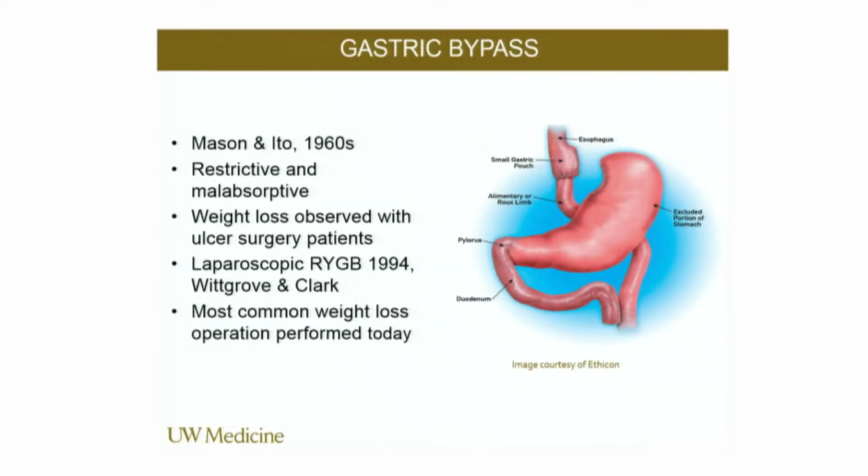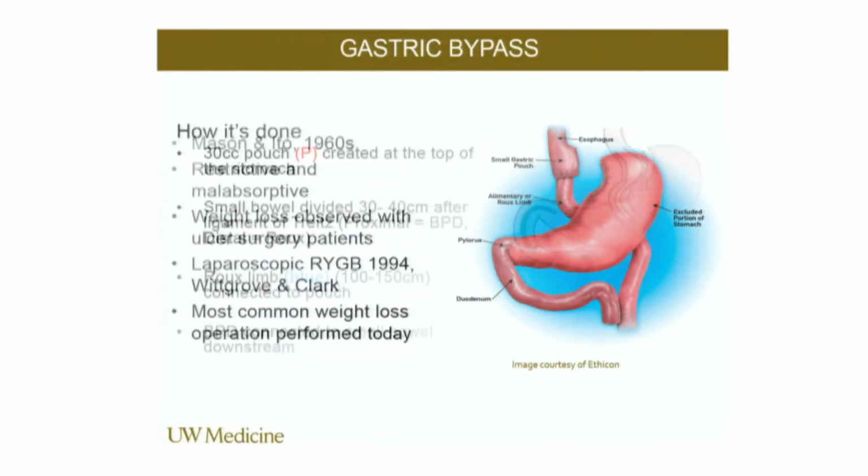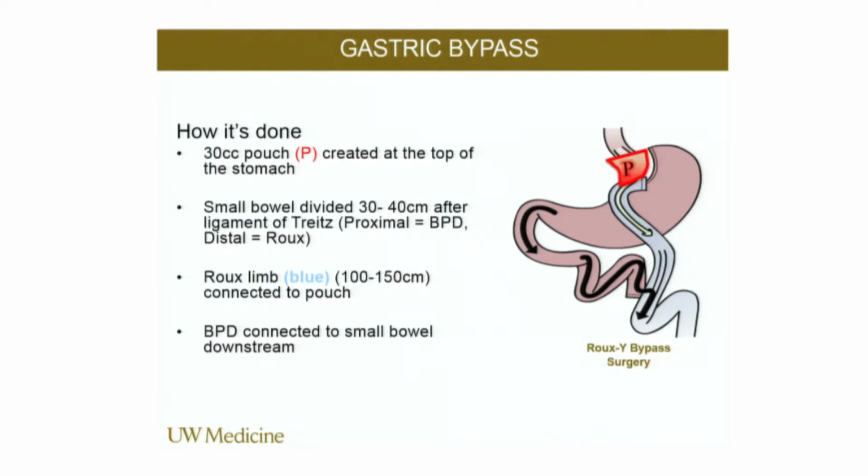Worldwide, it's still the most common weight loss operation performed today. And the way that it works is as follows. Remember, the human stomach holds 1 liter to 1.5 liters, and we take staplers and carve out a very small pouch at the very top about the size and shape of a small egg. And we separate that big old stomach from that little new pouch.